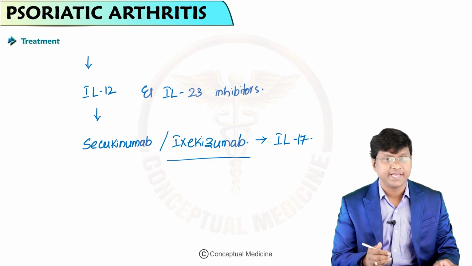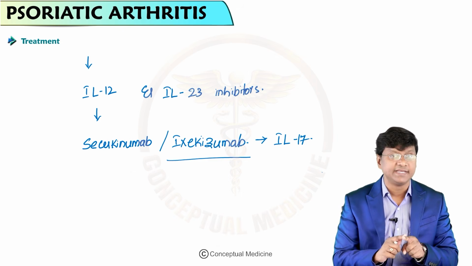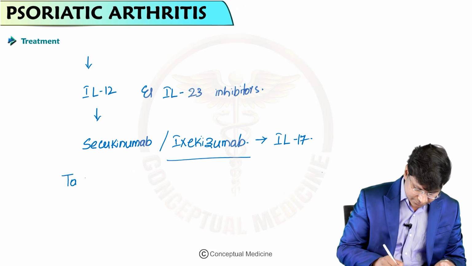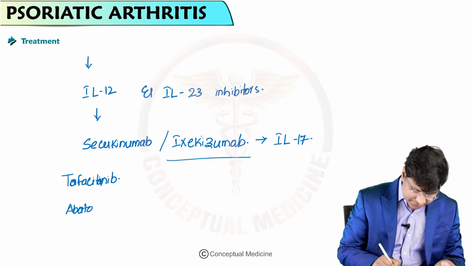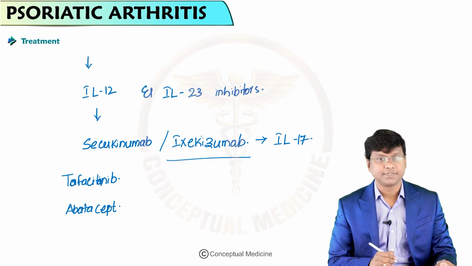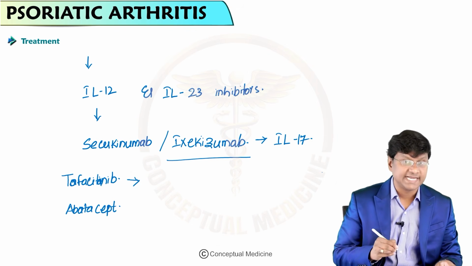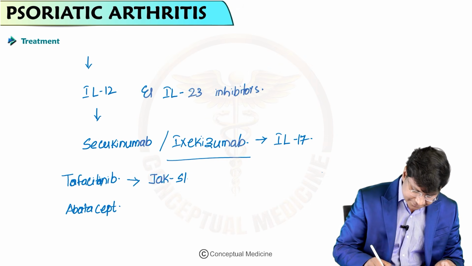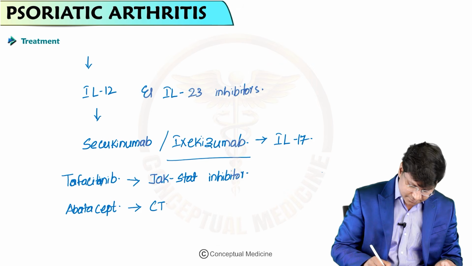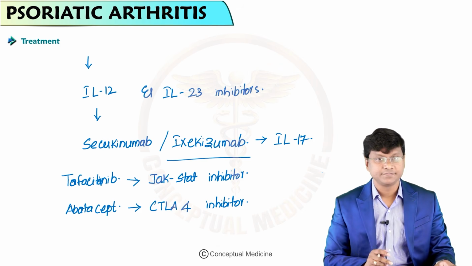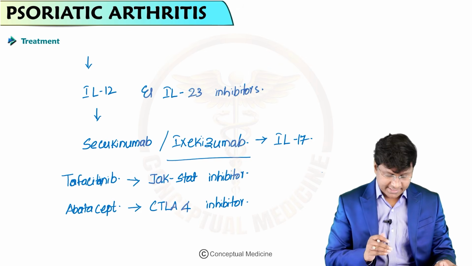What are the other alternative agents we have? We have a JAK-STAT inhibitor, that is tofacitinib, and we have another drug, that is abatacept. Tofacitinib is a JAK-STAT inhibitor, whereas abatacept is a CTLA4 inhibitor. So these are the drugs which are given for the treatment of psoriatic arthritis if the individual does not respond to the above therapies.